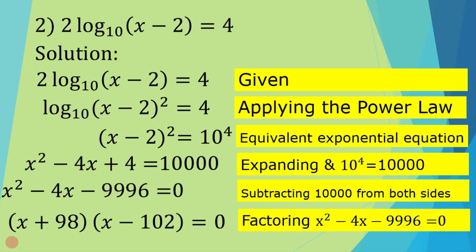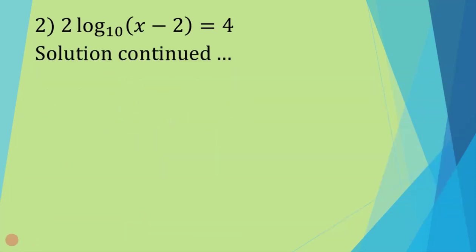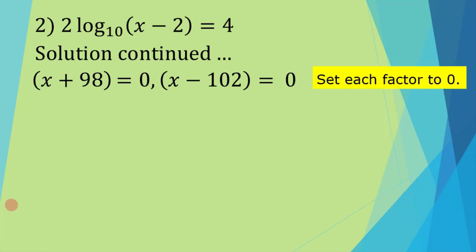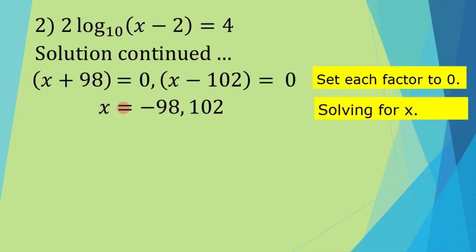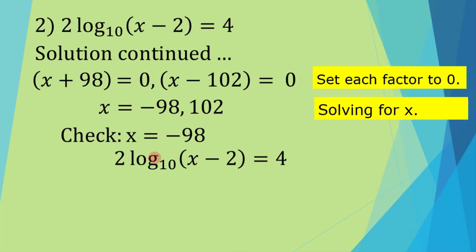Moving on, we have setting each factor equal to 0 and solving for x. We found out that x is equal to -98 and another one is x equals 102. Checking for x equals -98, we have to substitute it here.